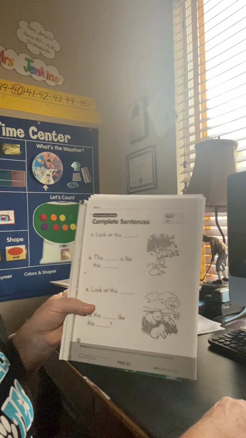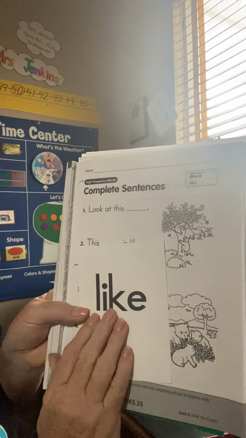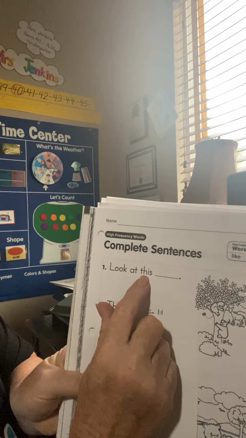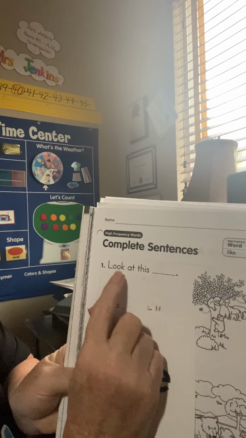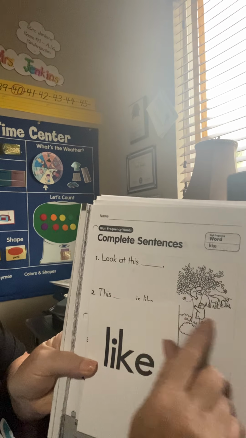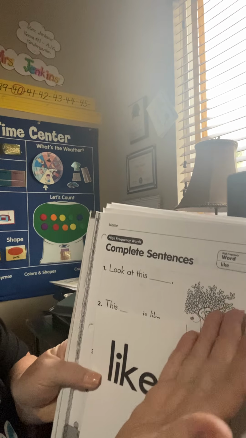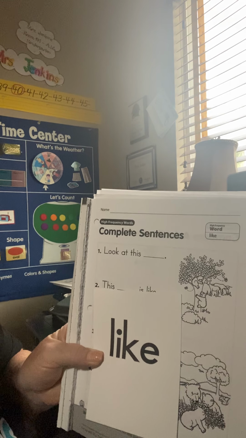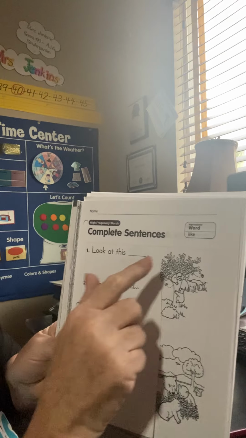So, if you take a look, I got my word like. Ooh, here's the sight word look. Look at this. This was our sight word a few weeks ago. Look at this, and you're just looking here. So you could say, look at this tree, look at this park, or look at this forest. So there's different ways to fill it in.